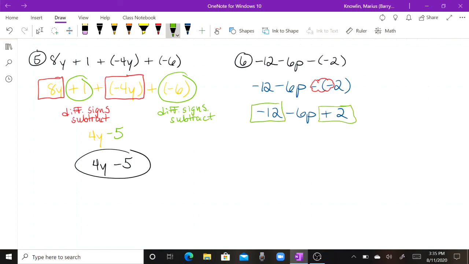My other constant is positive 2. Those are different signs. When you have different signs, you subtract the integers. So 12 minus 2 is 10. And since the 12 is larger, it's going to be negative 10. And we bring down the 6p, the positive 6p. So our final answer is 6p minus 10.